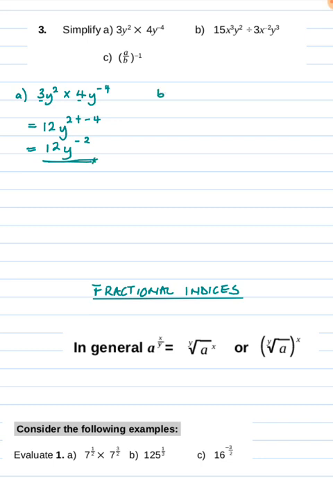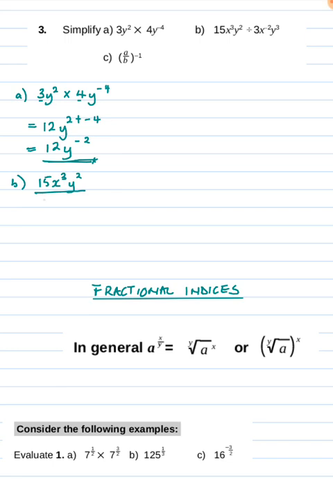Then for B, let me just place my B here. For B, it's 15x to the power 3y squared divided by. So if it is divided, let's just say divided by, right?